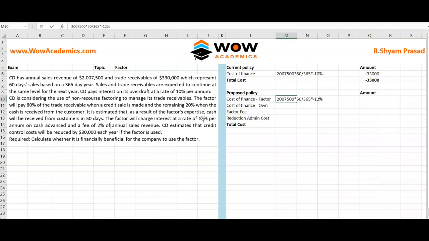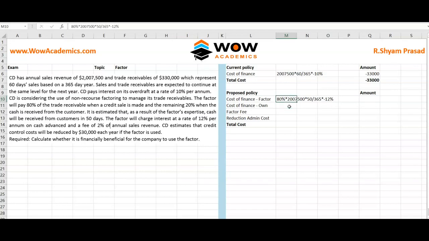So we have to change that to 12%, and we won't get finance for this entire amount. We'll get finance only for 80% of this amount. That's what he says: the factor will pay 80% of the trade receivable when a credit sale is made. So he will pay only 80%. So 80% of the credit sale for 50 days, he will give us at an interest of 12%.